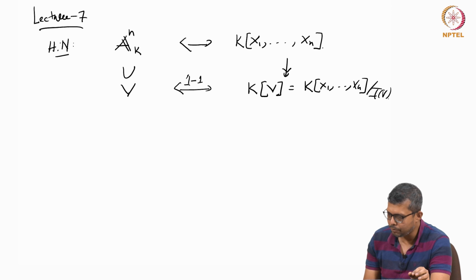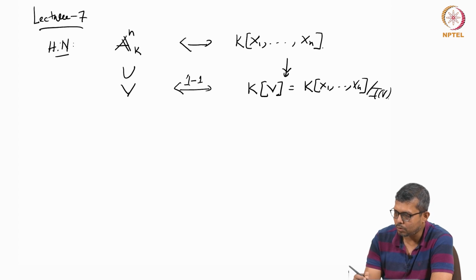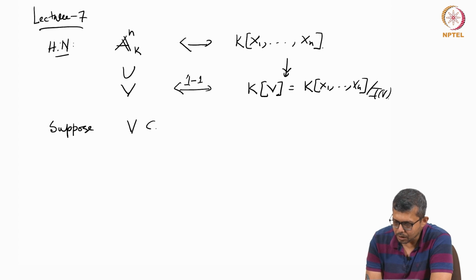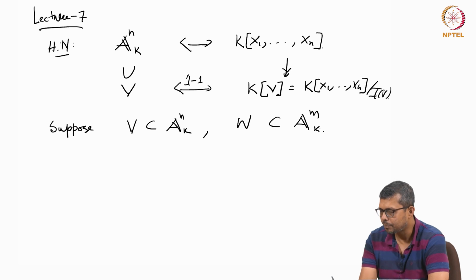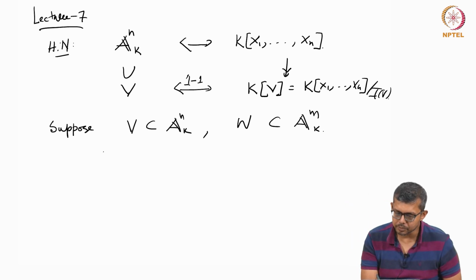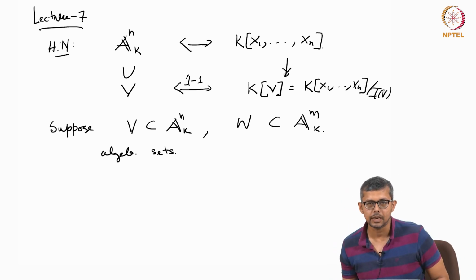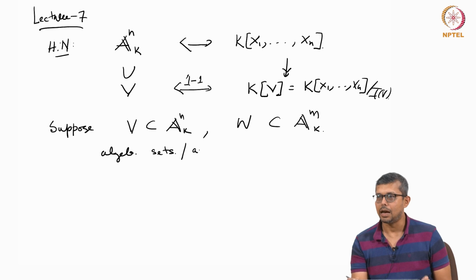So the first baby definition, which we will slowly make more complicated and more structured. Suppose V is an algebraic set in A^n(K) and W is in A^m(K), two algebraic sets. Sometimes I will say algebraic set as algebraic variety. I will not distinguish between algebraic set and algebraic variety. Sometimes I may say algebraic sets and algebraic variety, they are interchangeable.